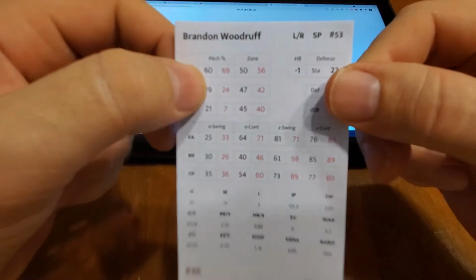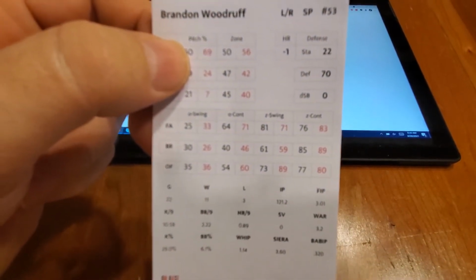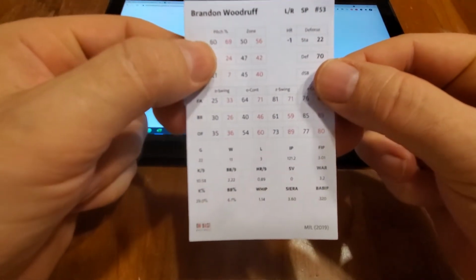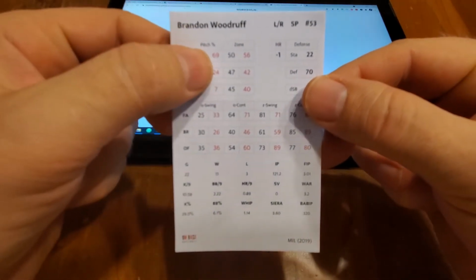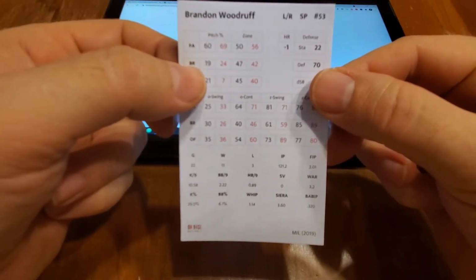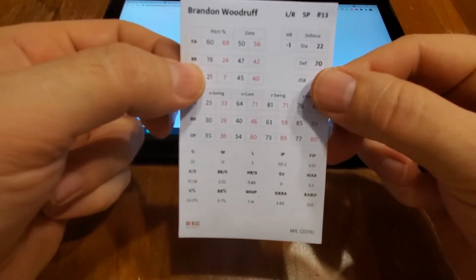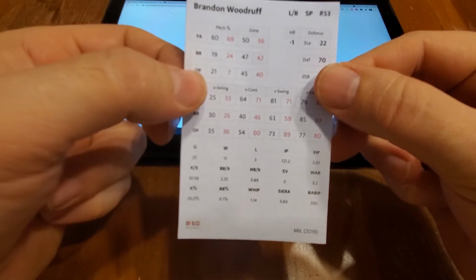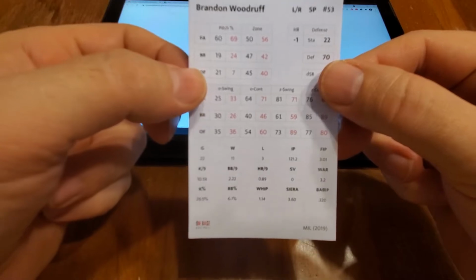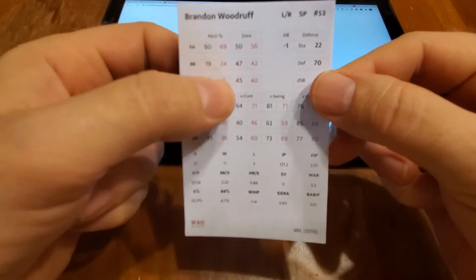Hopefully you can see the numbers there. He's got a 69, a 24, and a 7. So 1 to 69 is going to be fastball, 70 to 93 is going to be a breaking ball, and 94 to 100 is going to be an off-speed pitch. We have a 92, which puts us right at the edge of the breaking ball.